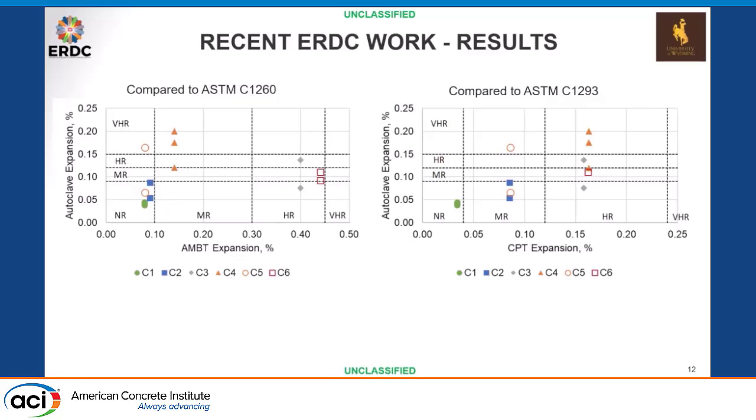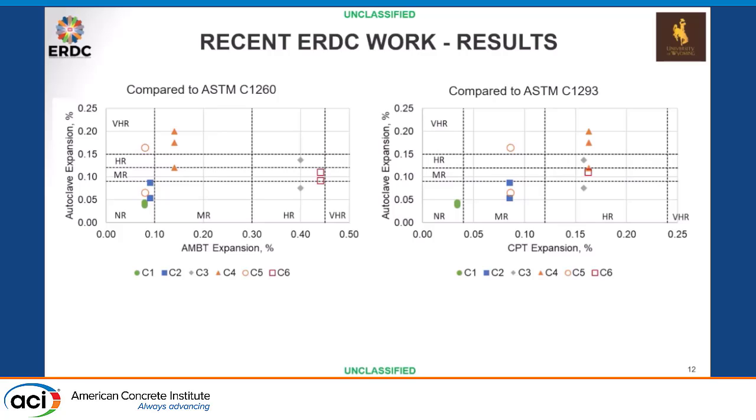The ones for the autoclave concrete prisms and the mortar bars came from my dissertation work. So this is comparing the autoclave expansion for these aggregates in concrete prisms to the AMBT, the 1260 performance. Our non-reactive is playing really well. We do have a borderline aggregate there, C2, that's showing up as reactive in the autoclave, and it's approaching the limit in 1260. We do know that that one is reactive, but it may pass 1260.